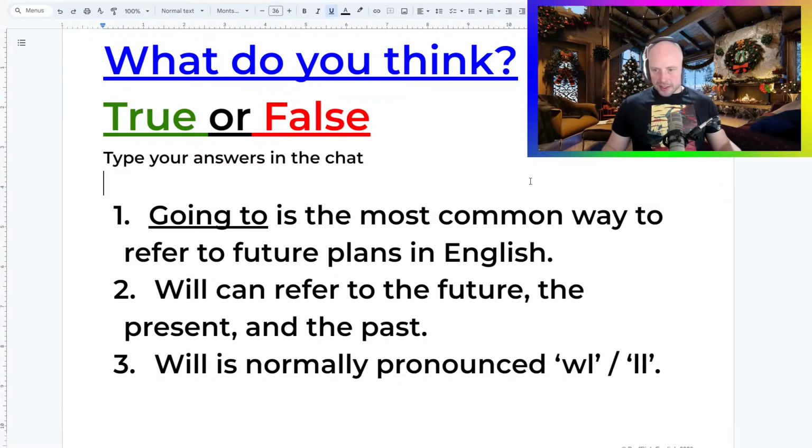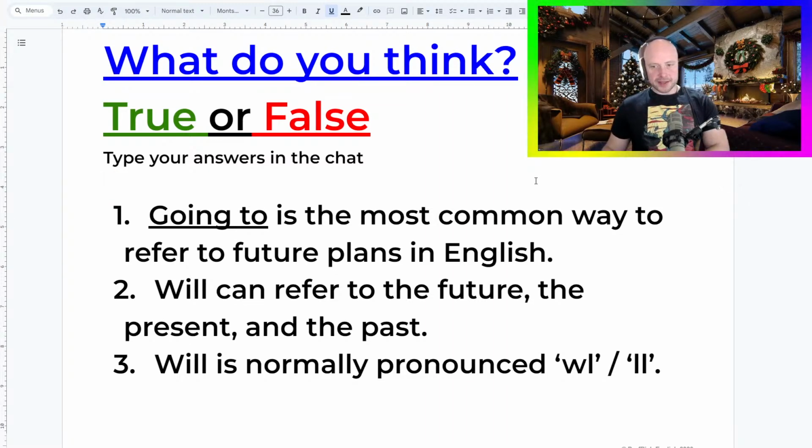Daisy says, I never use will in that structure. Yeah, it must have been the butler, or it'll have been the butler. People do say it, Daisy. The point really is to just prove that will can be used for many different things.